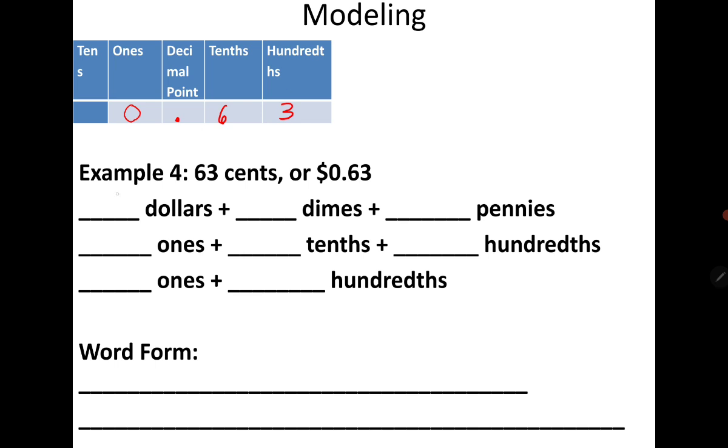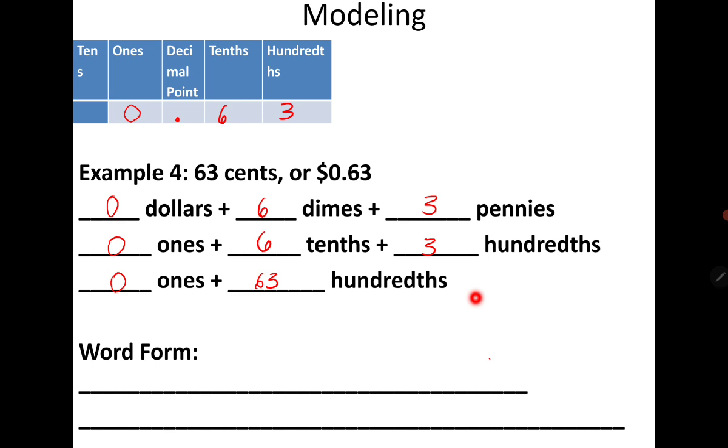So we could think about it as $0 plus 6 dimes plus 3 pennies, which would be equivalent to 0 ones plus 6 tenths plus 3 hundredths. We could also think about it as 0 ones plus the total 63 hundredths. So that would be our expanded form.